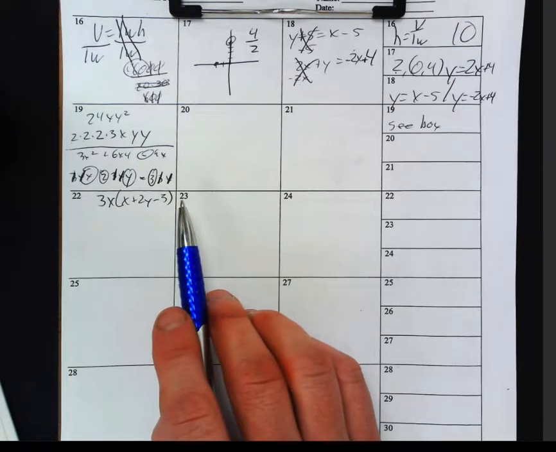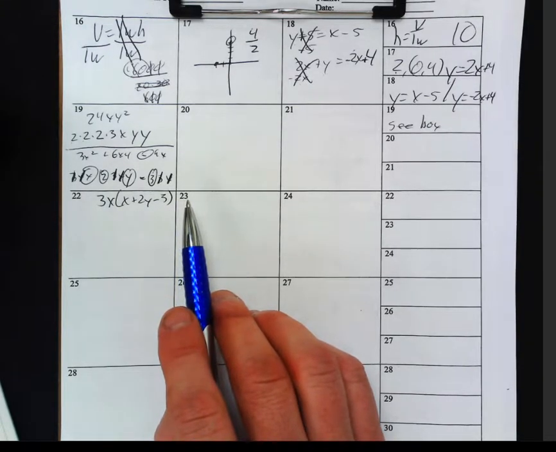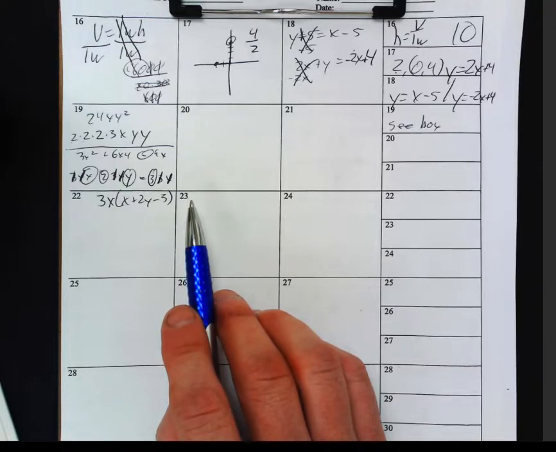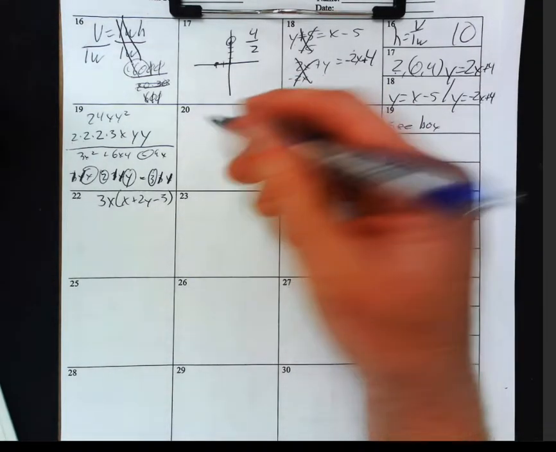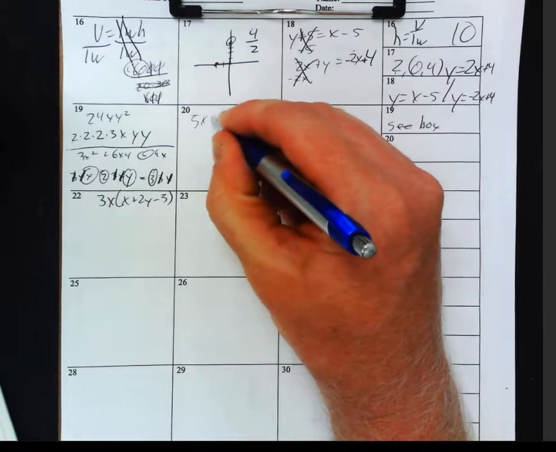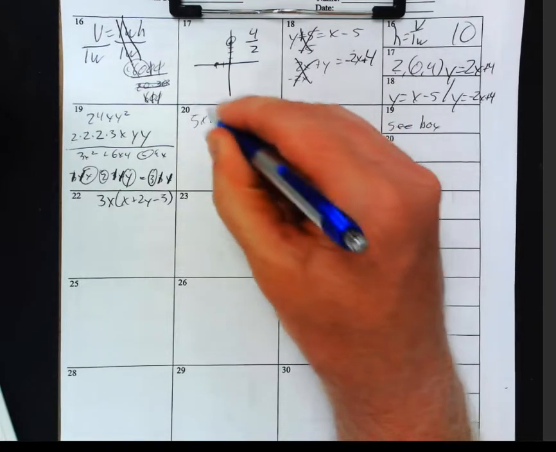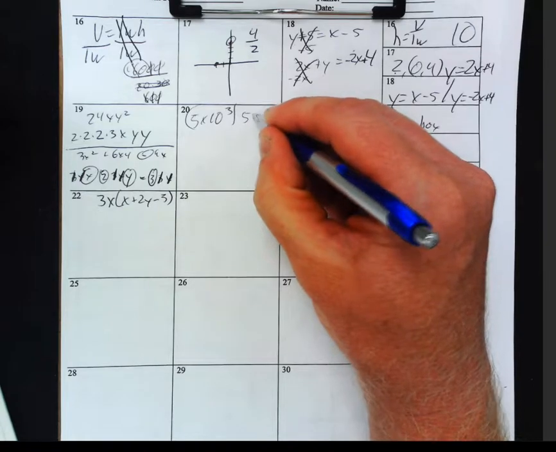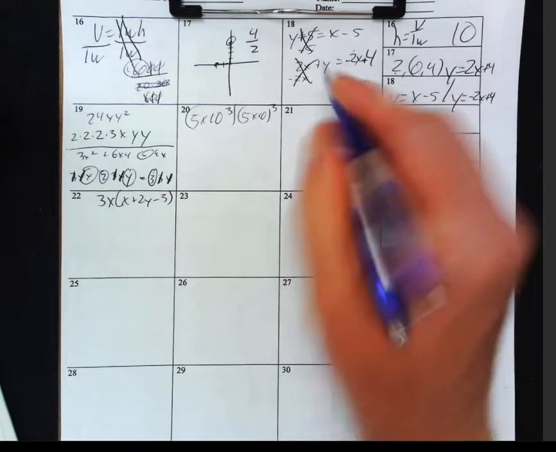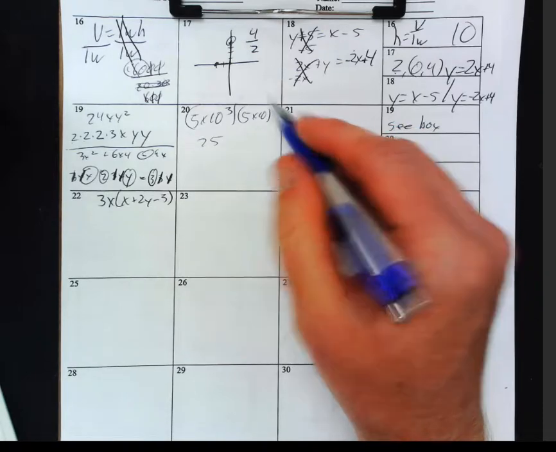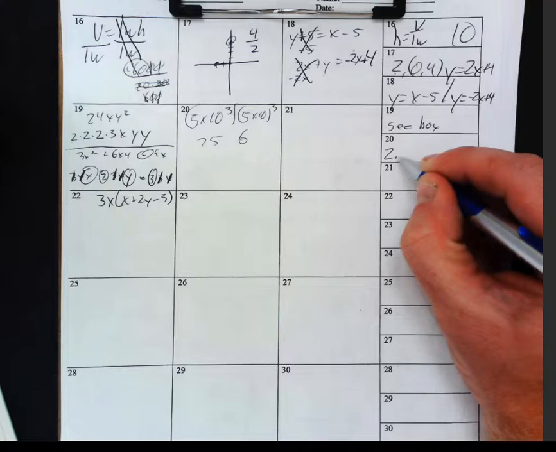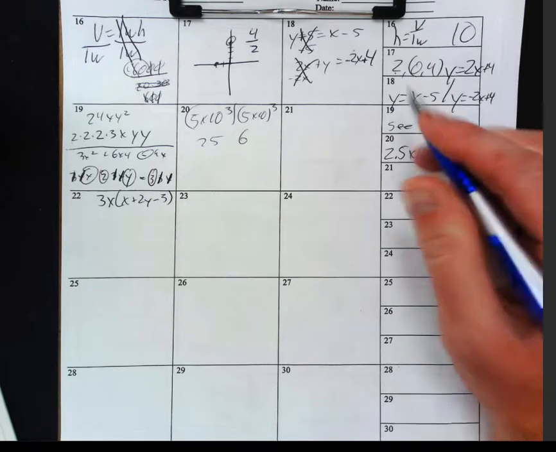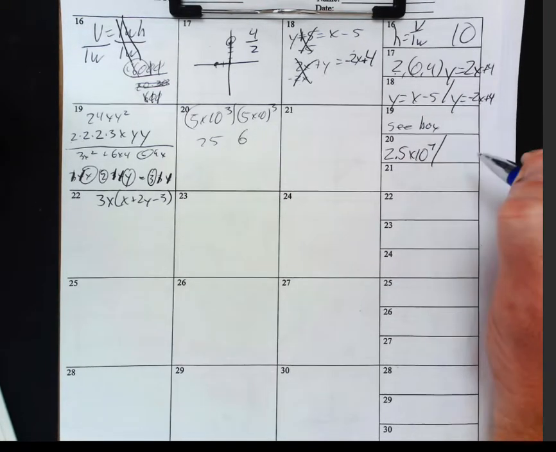20, find the area of the square with sides 5 times 10 to the third millimeters long, but express the area in scientific notation. Okay, so guys, what I'm doing is 5 times 10 to the third. If it's a square, they're the same measurement, so it's 5 times 10 to the third. Well, 5 times 5 gives me 25. 3 plus 3 gives me 6. Scientific notation says that needs to become 2.5 times 10. You need to add 1, which moves it to 7.